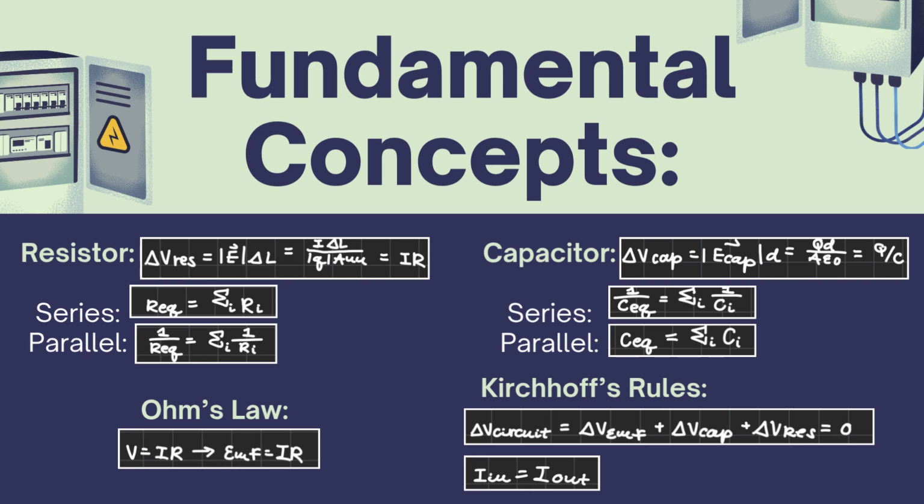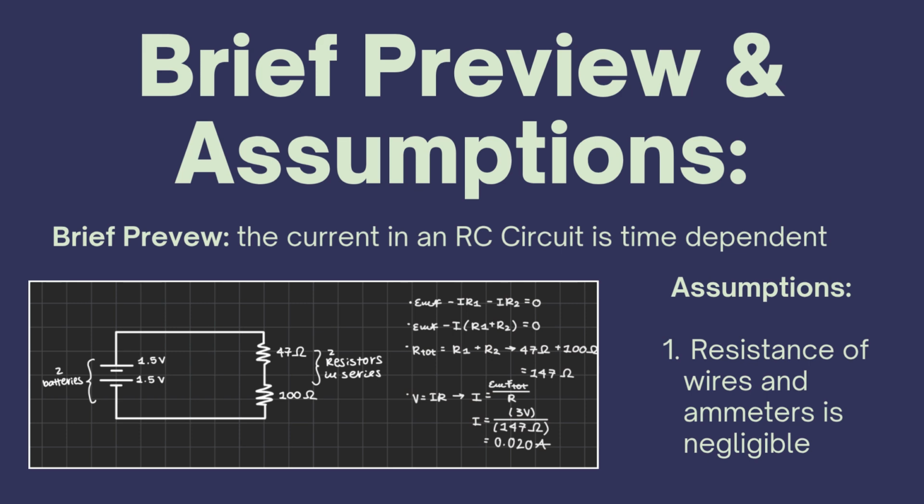And then we have the loop and node rules, which are backed up by the conservation of charge and currents, which basically state that the amount of current coming in is going to equal the amount of current coming out, and therefore the change in current will always be zero.